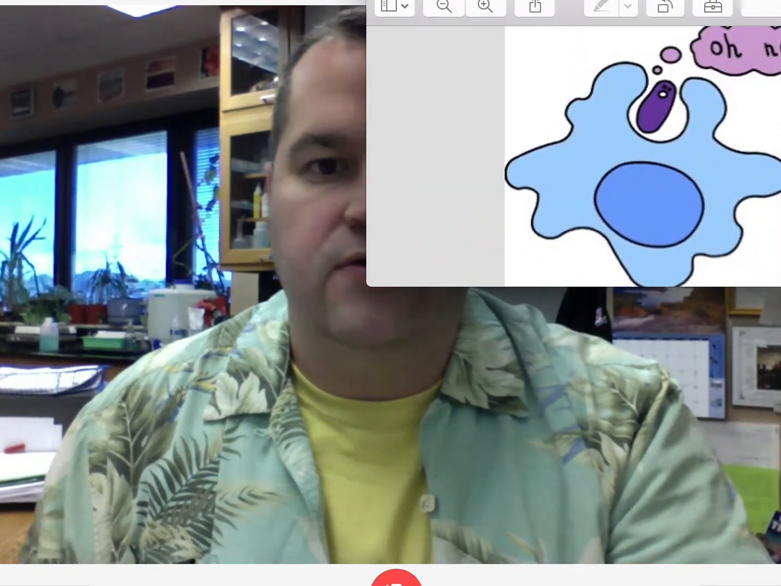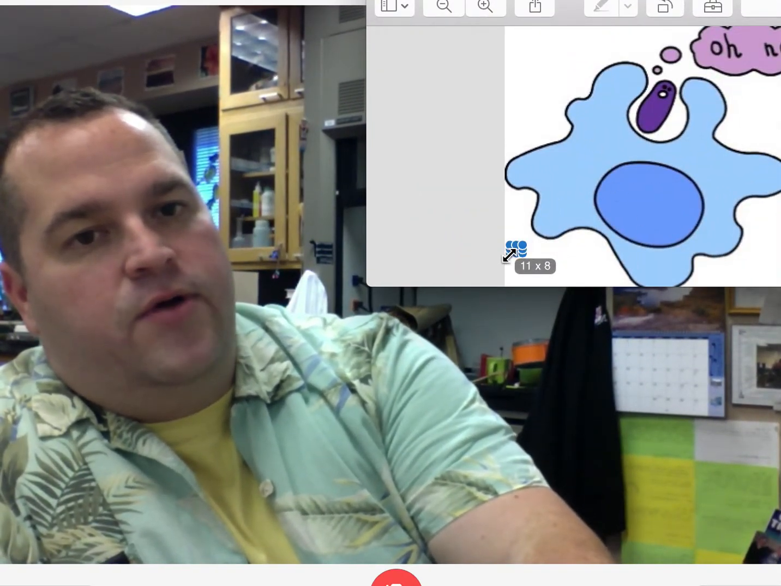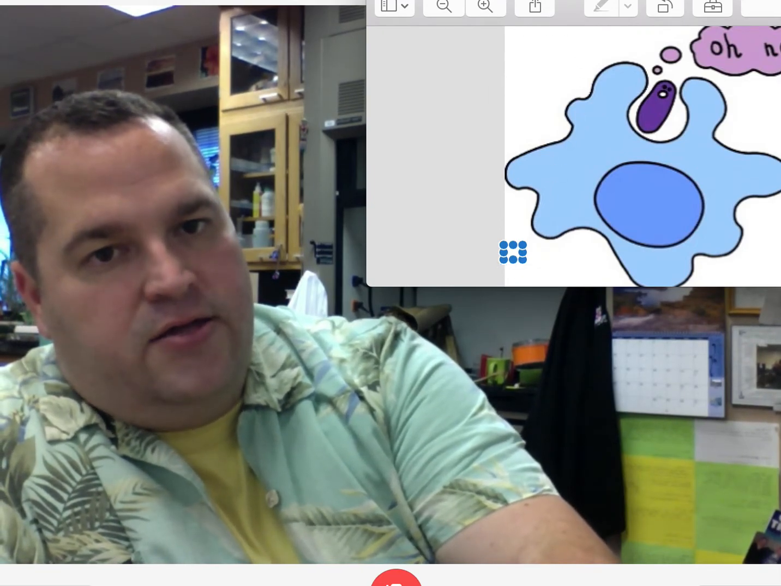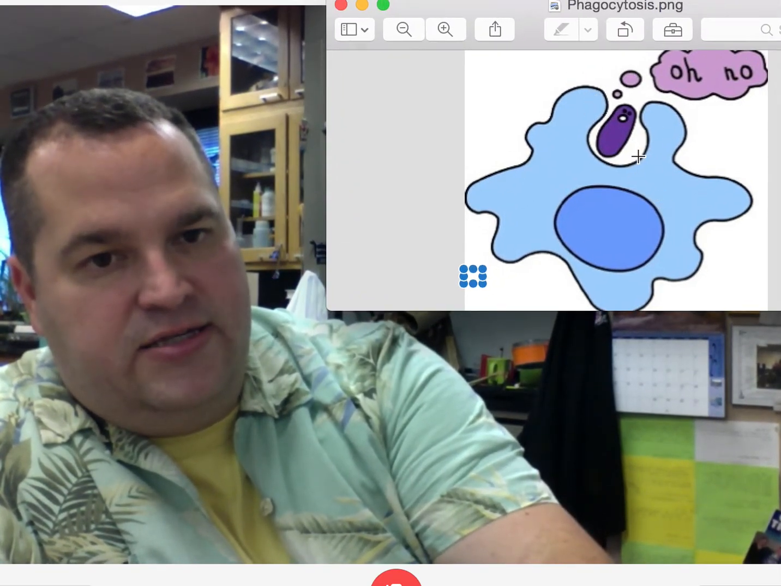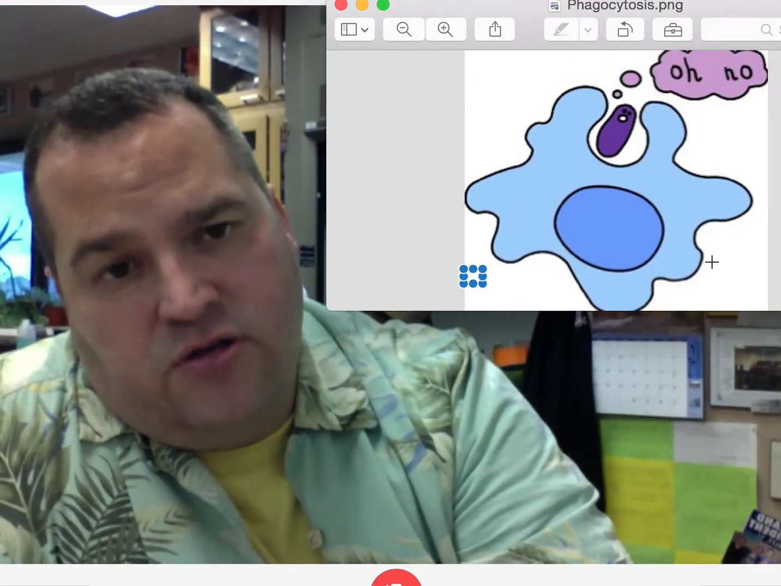Phagocytosis, on the other hand, looks something like this, right? Here we go. This guy's coming out. He's going to move in and he's going to eat this guy. See how he's reaching out, he's grabbing him, right? So phagocytosis might look something like that. Whereas pinocytosis would look similar to that, except it wouldn't be solid, it'd be liquid, right?